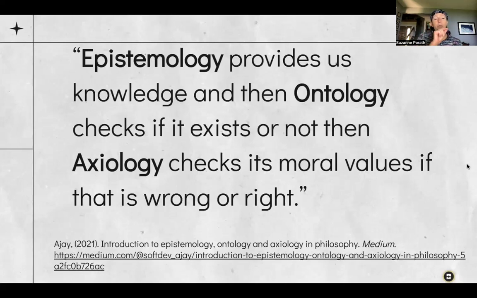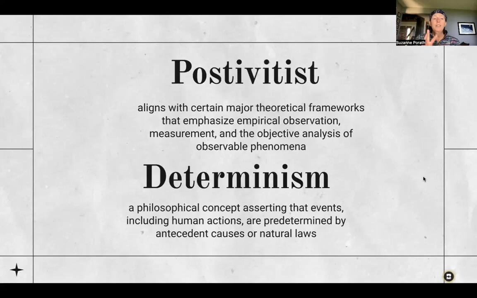So the epistemology provides us knowledge. Ontology checks to see if it exists, and then axiology checks if it's moral values, if it is right or wrong. So you're going to be thinking about these things through your study, and it should be aligned. So very quickly, I'm going to go through a couple of theories so you can see some of the differences, because quite often people start out with way too broad of a theory and don't recognize that they need to narrow down the theoretical framework even more.